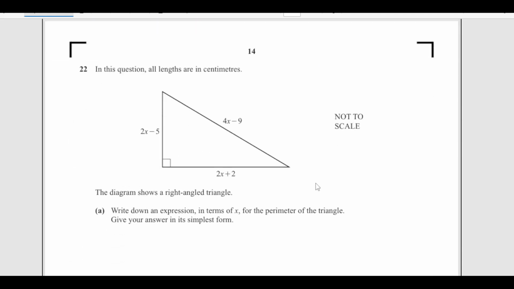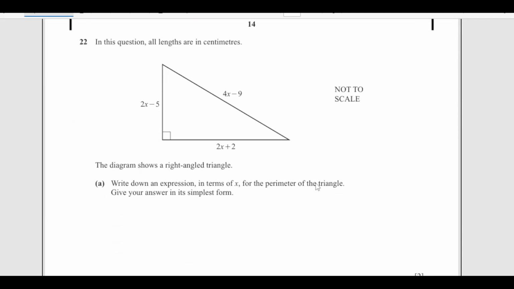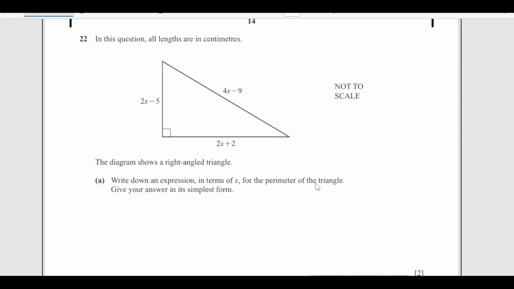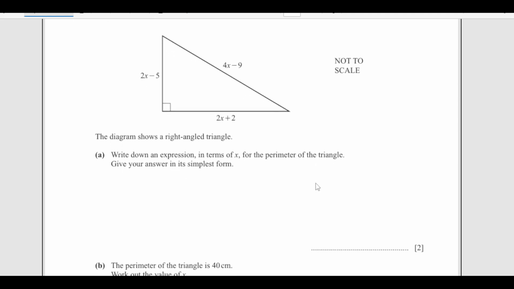Now, number 22, in this question all lengths are in centimeters. The diagram shows a right angle triangle. This is a right angle triangle. Write an expression in terms of x for the perimeter of the triangle. Now, what is perimeter? Perimeter is length around the shape, right? You know that.